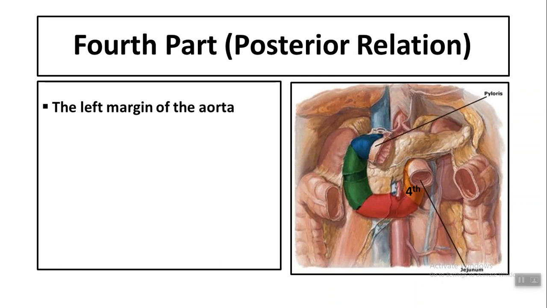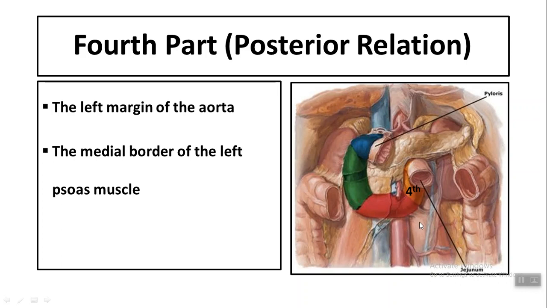Posteriorly, it is related to the left margin of the aorta. This is the aorta. The fourth part of the duodenum is related posteriorly to the left margin of the aorta and the medial border of the psoas muscle, the left psoas muscle.